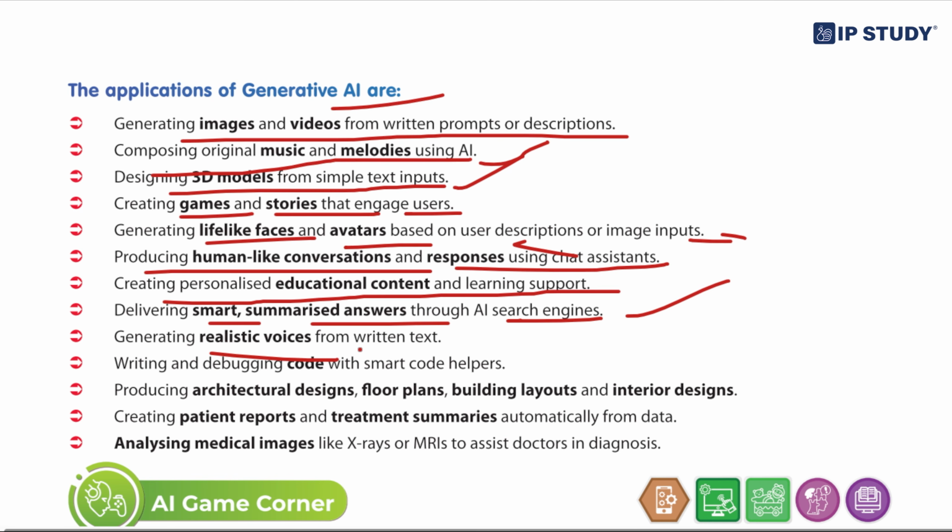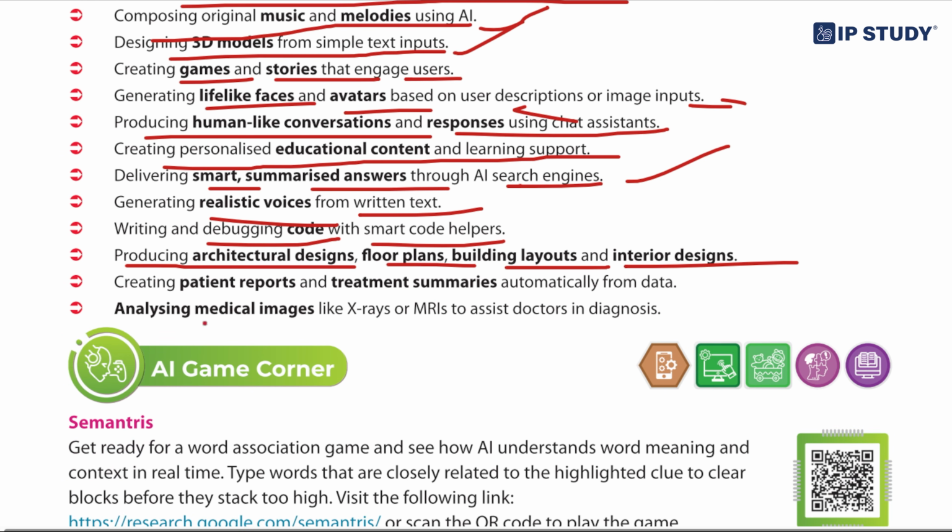Generating realistic voices from written text, writing and debugging code with smart code helpers. It can produce architectural designs, floor plans, building layouts and interior designs. Creating patient reports and treatment summaries automatically from data. And also, in the end, it helps in analyzing medical images like X-rays or MRIs to assist doctors in diagnosis. So, what it does, it helps us in all the areas where human requirement is there.